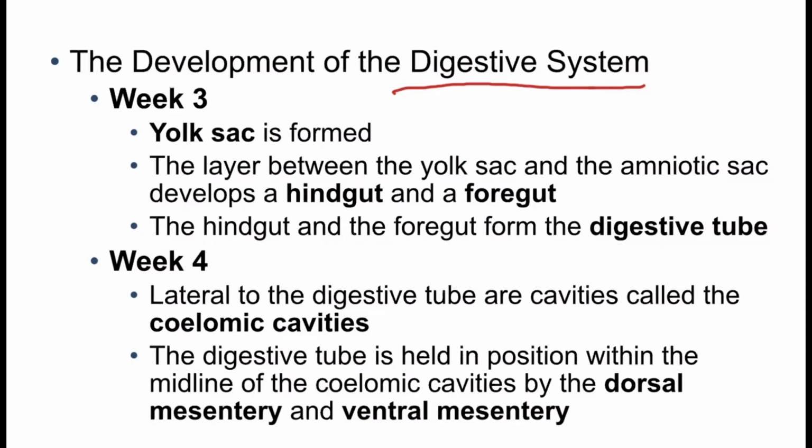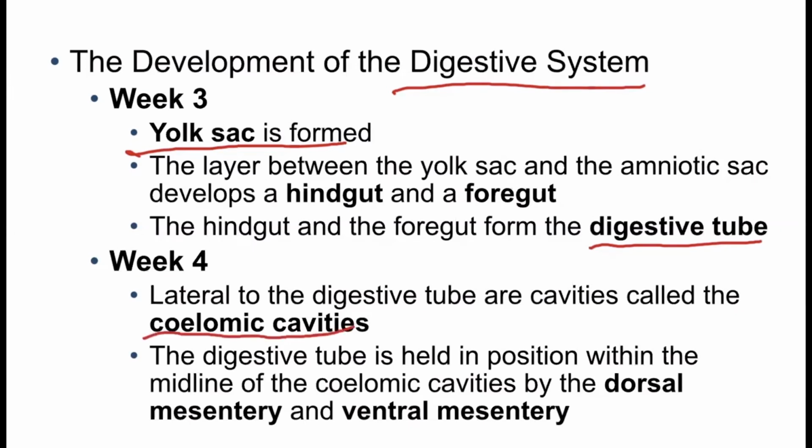So week 3. Okay, the yolk sac is formed. The layer between the yolk sac and the amniotic sac develops your hindgut and your foregut. The hindgut and foregut form the digestive tube. So lateral to the digestive tube, on the sides of it, are cavities. Those are called the coelomic cavities.